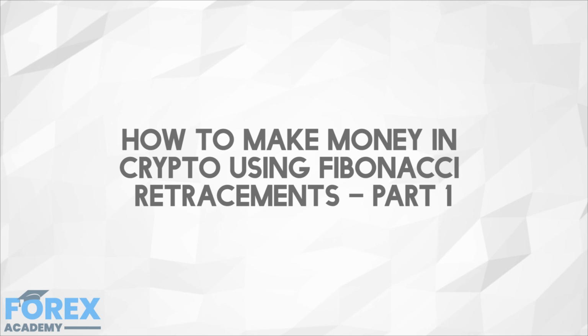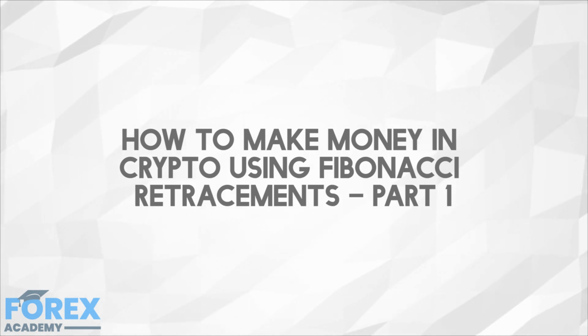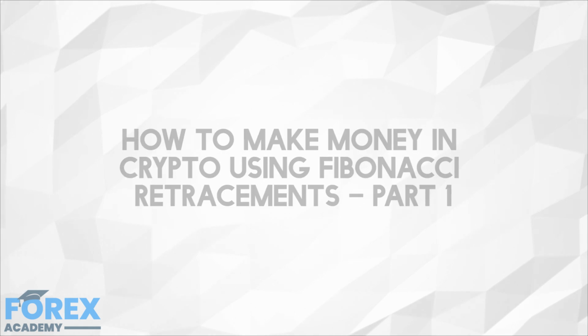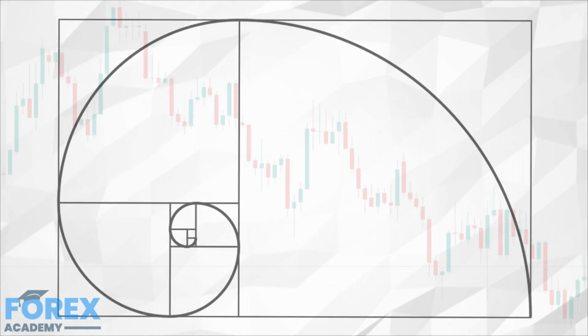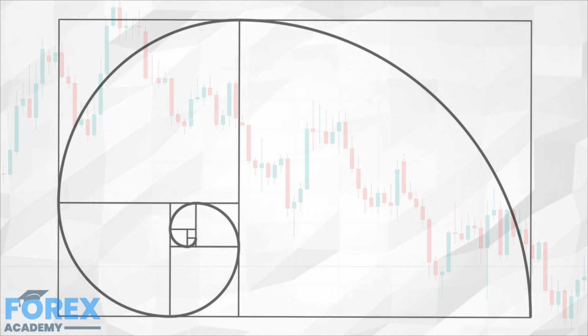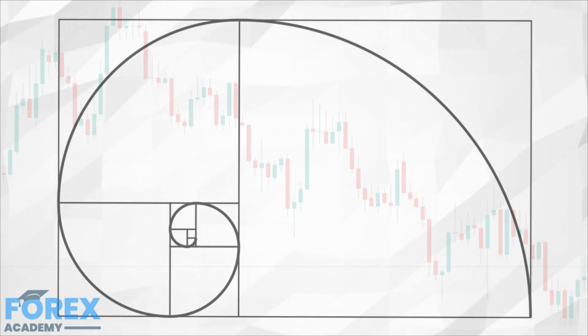In today's edition, we're going to be discussing how to make money in crypto using Fibonacci retracements, part 1 of 2. The Fibonacci retracement level tool is one of the most popular and most effective tools in crypto trading and trading in general. This tool is associated with helping traders determine the key levels to place buy and sell orders. Traders who properly know how to utilize this tool can determine crucial levels of support and resistance with ease.